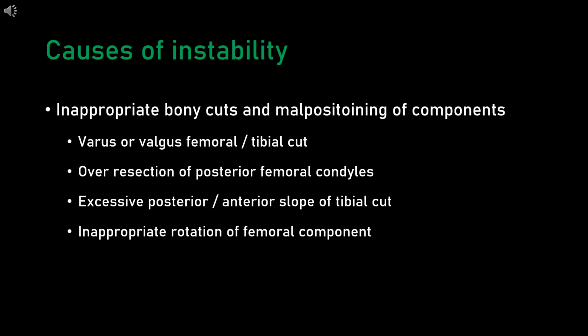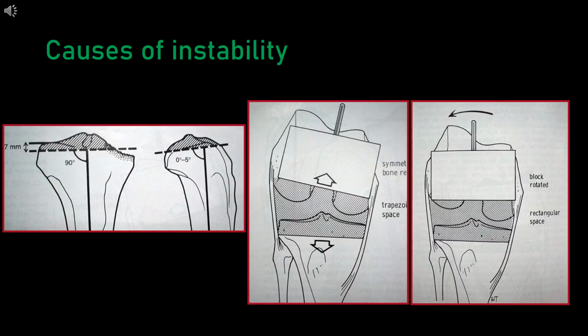Varus or valgus femoral or tibial cut, over section of the posterior femoral condyles, excessive posterior or anterior slope of the tibial cut, or inappropriate rotation of the femoral component can cause instability. In this diagram, you can see inappropriate bone cuts or rotational problems can cause instability of the knee joint.